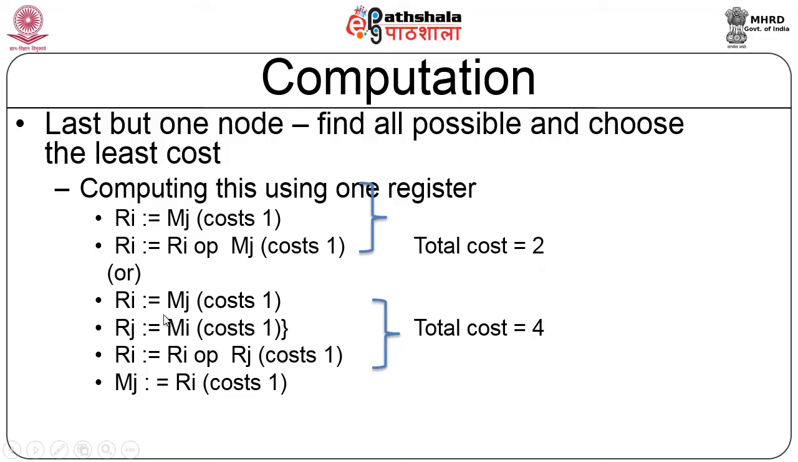On the other hand, if I am going to use 2 registers, Ri is equal to Mj, Rj is equal to Mi, I am moving both into the register. I can use this, Ri will cost me 1 unit. So, Mj is equal to Ri, this is going to cost me 1. This is one more option, it is going to cost me 4 units. So, I will compare 2 with 4. So, I will use only 1 register. So, this is going to be the cheaper one of the 2.